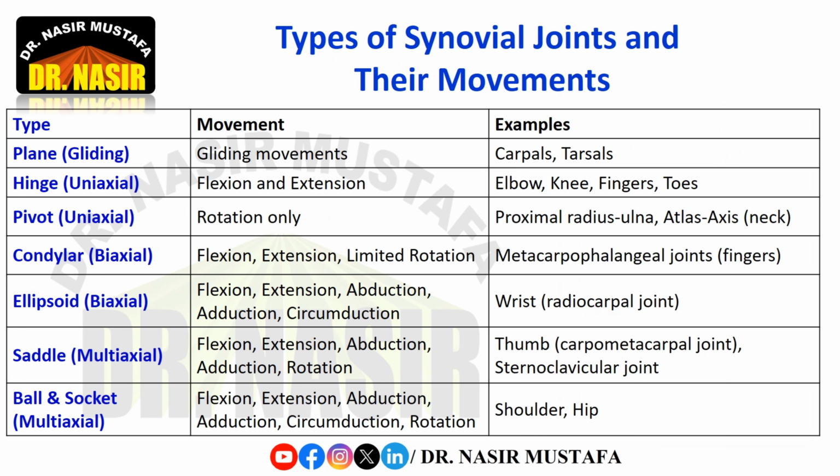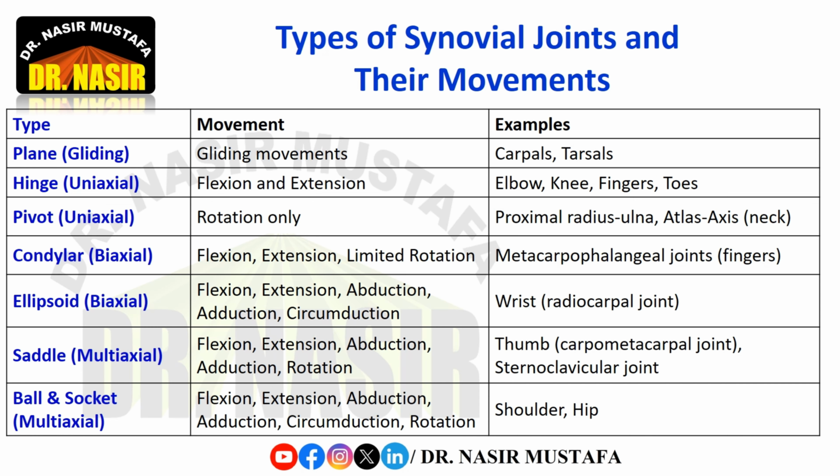Synovial joints can be classified based on the number of axes they allow and the types of movements they permit. Plane or gliding joints allow simple gliding movements between flat or slightly curved bone surfaces. Uniaxial joints move around a single axis. For example, hinge joints permit flexion and extension, while pivot joints allow rotation only. Biaxial joints move around two axes. Condylar joints enable flexion, extension, and limited rotation, whereas ellipsoid joints allow flexion, extension, abduction, adduction, and circumduction.